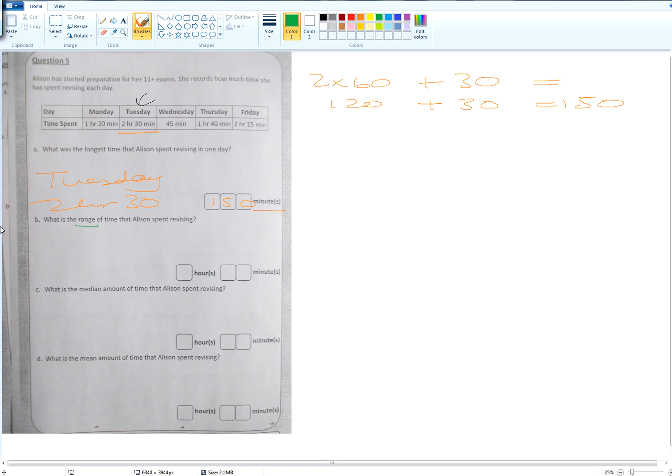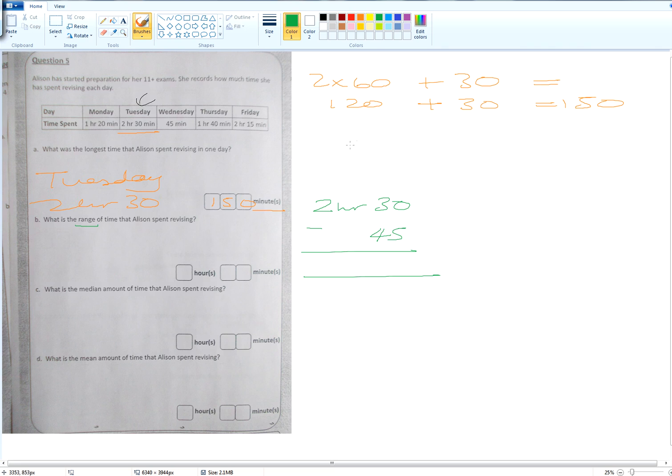Okay, boys, biggest is the largest number minus the smallest number, and the one in hours and minutes. What is the largest number? 2 hours 30. And what is the shortest time? 45 minutes.